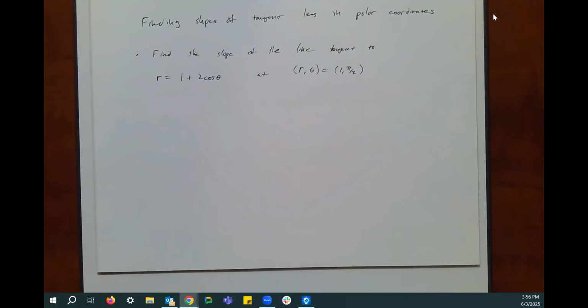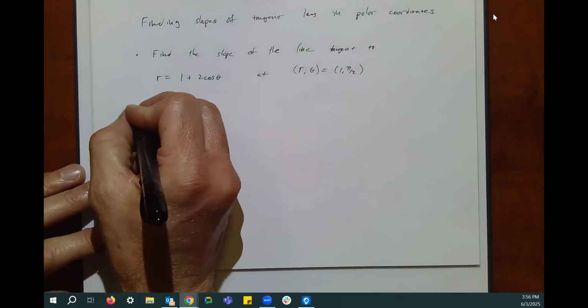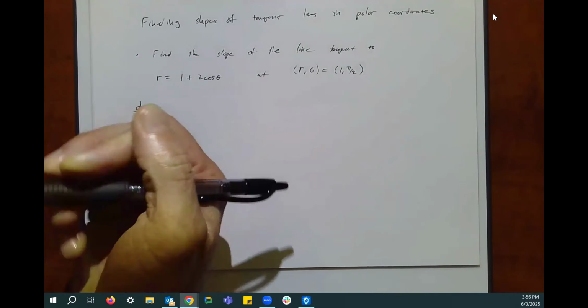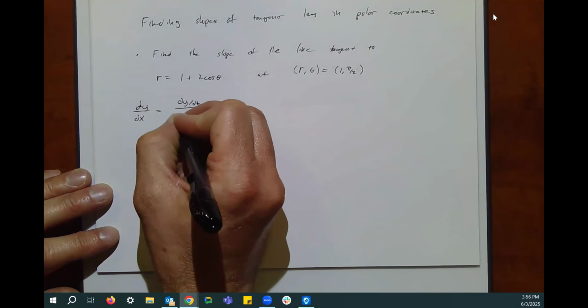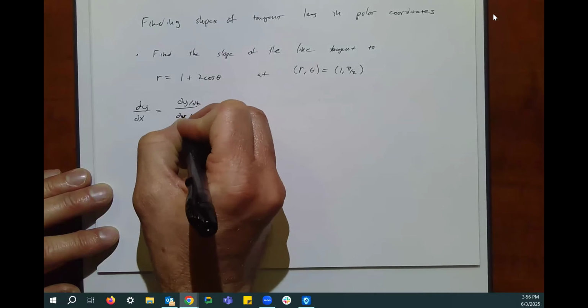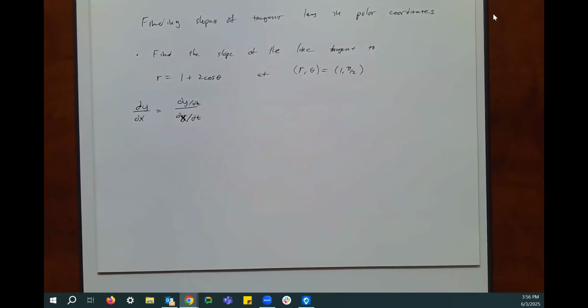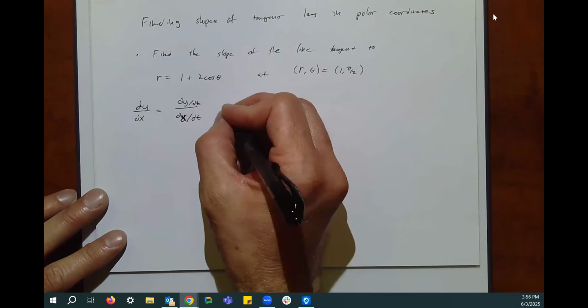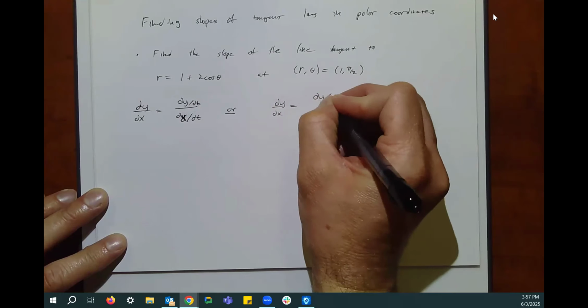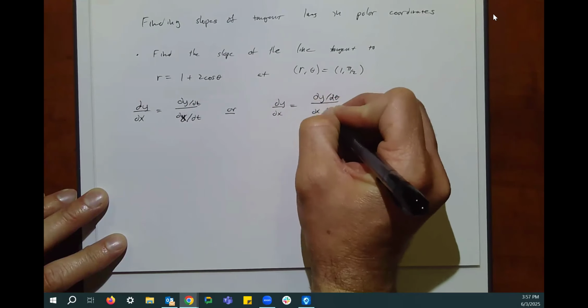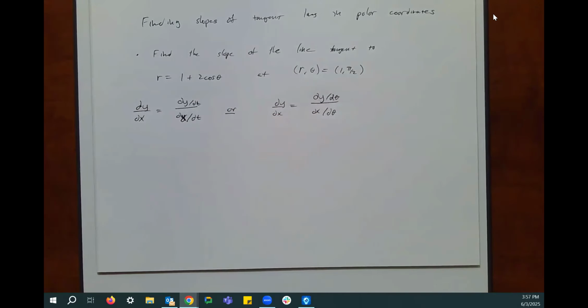All right. So the way we're going to do this is the way we did it for parametric equations. With parametric equations, we said dy/dx, the slope of the tangent line, is equal to dy/dt divided by dx/dt. But this time what we're going to say instead is that dy/dx is equal to dy/d theta over dx/d theta. We're essentially imagining theta as our parameter instead of t as our parameter.